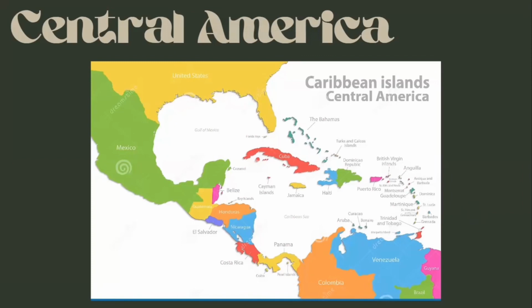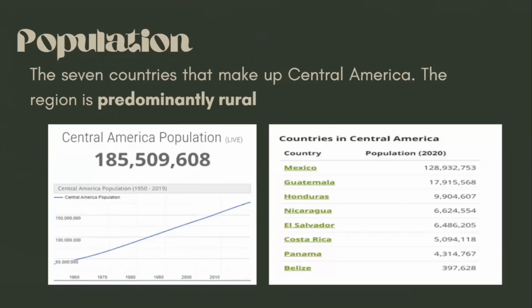Now let's first talk about Central America. Its population: the seven countries that make up Central America are Belize, Costa Rica, El Salvador, Guatemala, Honduras, Nicaragua, and Panama. Now, the region is predominantly rural, while Mexico kanina is predominantly urban, while Central America is predominantly rural, with about 60% of the population living in rural areas.